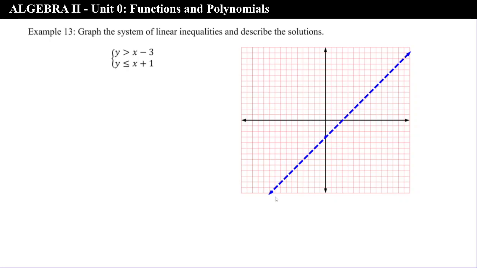Now, let's look at the other equation. This was the graph for y equals, or I should say, because we're doing inequalities, y is greater than x minus 3. Now let's graph the other one. Our other one is y is less than or equal to x plus 1.